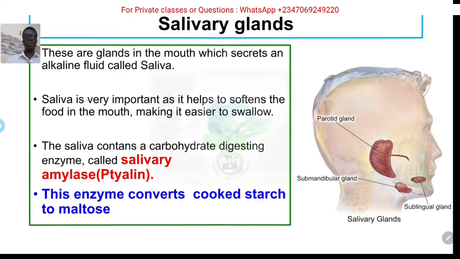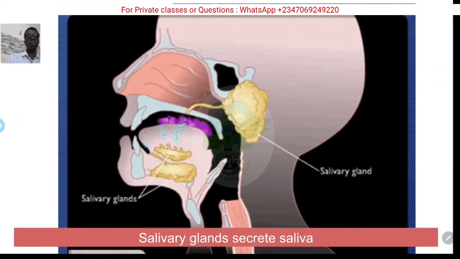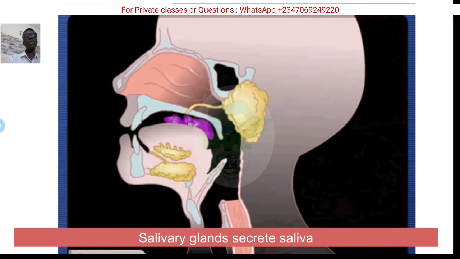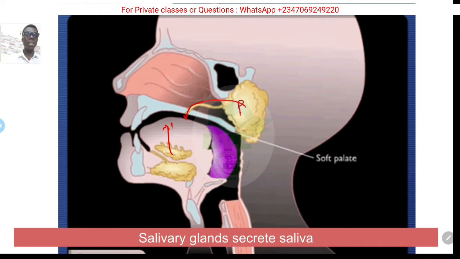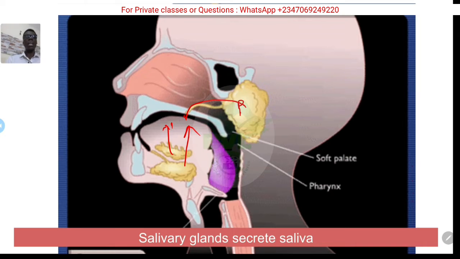All right. Moving on. So this is something showing you the mouth, how the food is being swallowed. This is a parotid salivary gland. It's going to secrete onto the food. This is also salivary gland. This is also salivary gland. Just telling you how saliva secretes, or how the salivary gland secretes saliva, as it were.